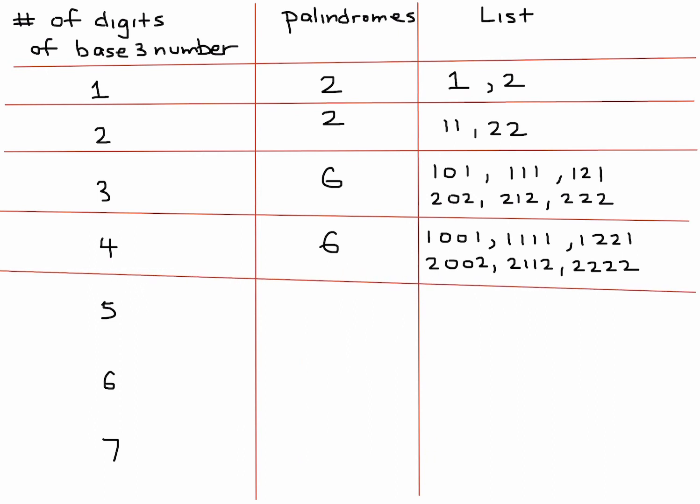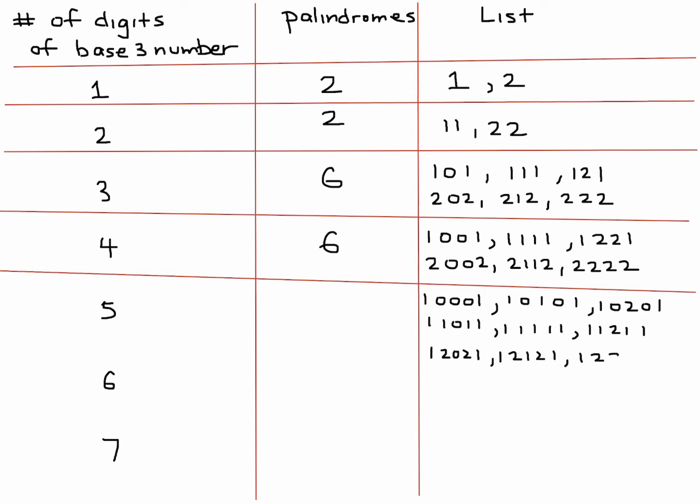Okay, so far we're doing very good here. Now we get into 5 digits. Okay, 5 digits. All right, 10001, 10101, 10201. Okay, 11011, 11111, all ones, 11211, and then 12021, 12121, and 12221.